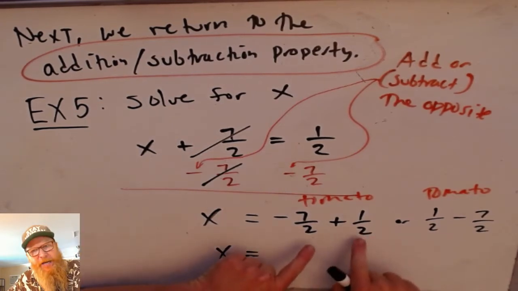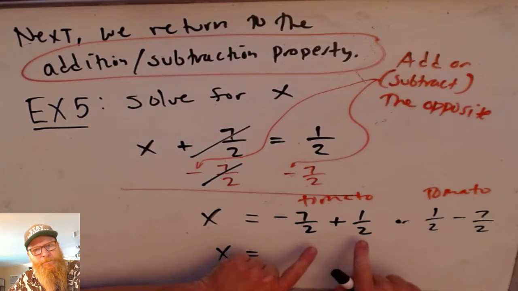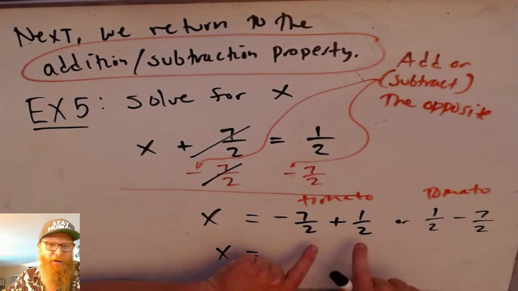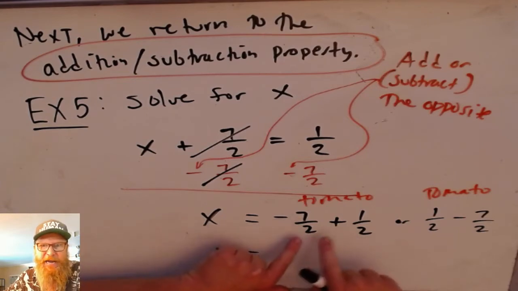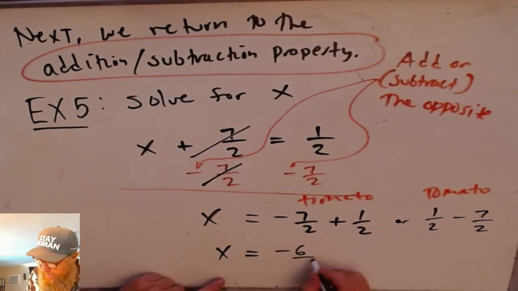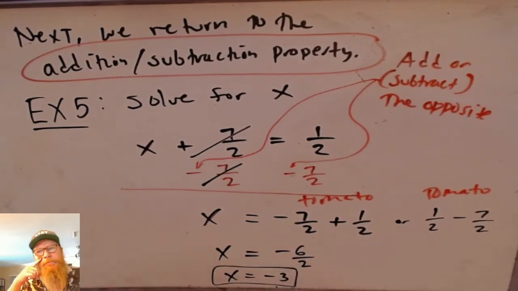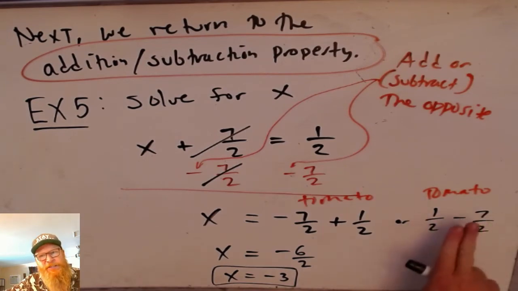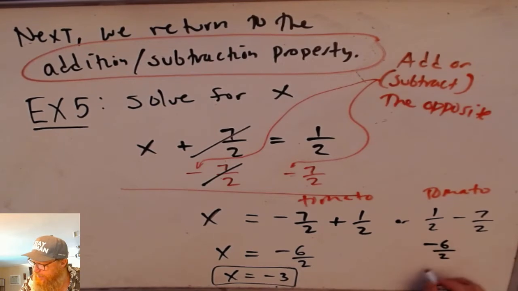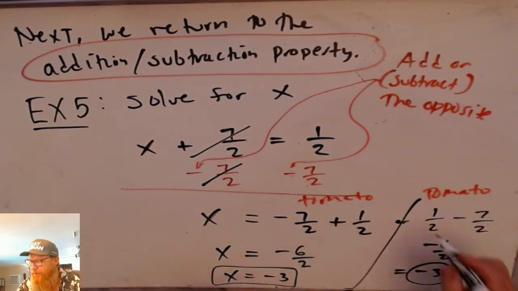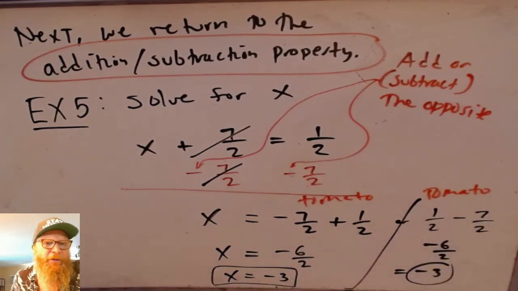Fortunately for us, this already has a common denominator. Yeah, that's nice. That's what I call the honeymoon. It's not going to last long. So you got -7/2 plus 1/2. That's going to be -6/2, which reduces to -3. Notice if you do it this way, you still get -6/2, which is still -3. So it really doesn't matter, tomato, tomato. Let's call the whole thing off.